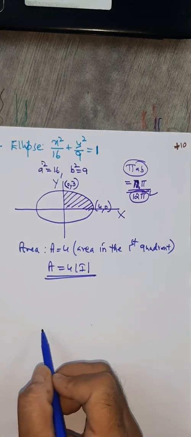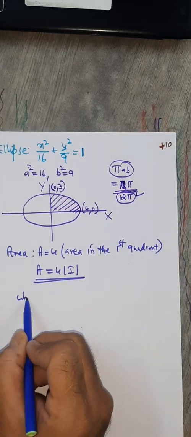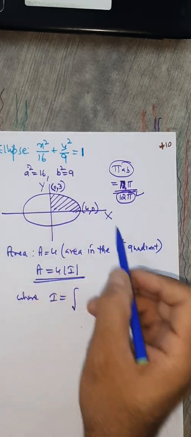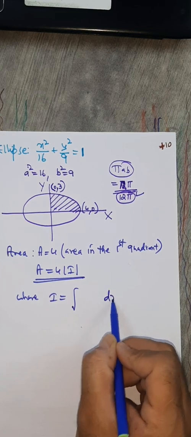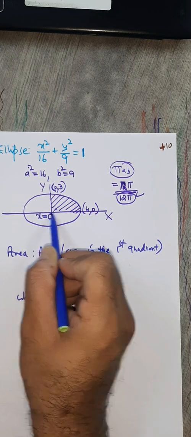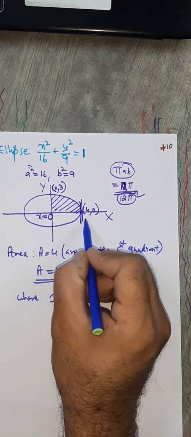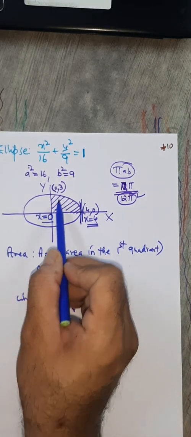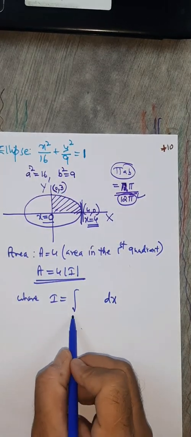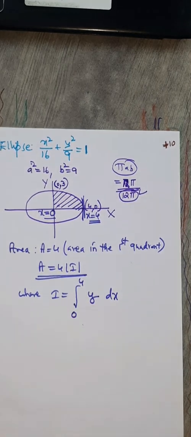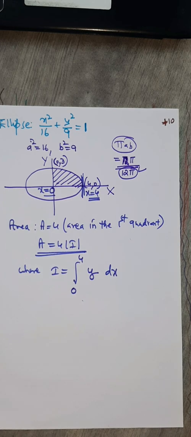Where I is given by the integral from where to where? We are doing it about the x-axis, so I'll write dx. You can also take the y-axis, but then you have to take limits on x. Here x is 0, and x goes up to 4. If I were taking it around the y-axis, I would have to take 0 to 3. So here 0 to 4. If I write dx, I need to put y dx, remember: y dx, x dy.